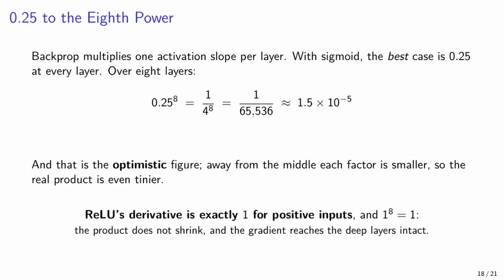ReLU could not be more different. Its slope is exactly 1 for positive inputs, and 1 to any power is still 1. The product does not shrink, and the gradient reaches the deep layers intact. That single fact is most of why deep networks became trainable.